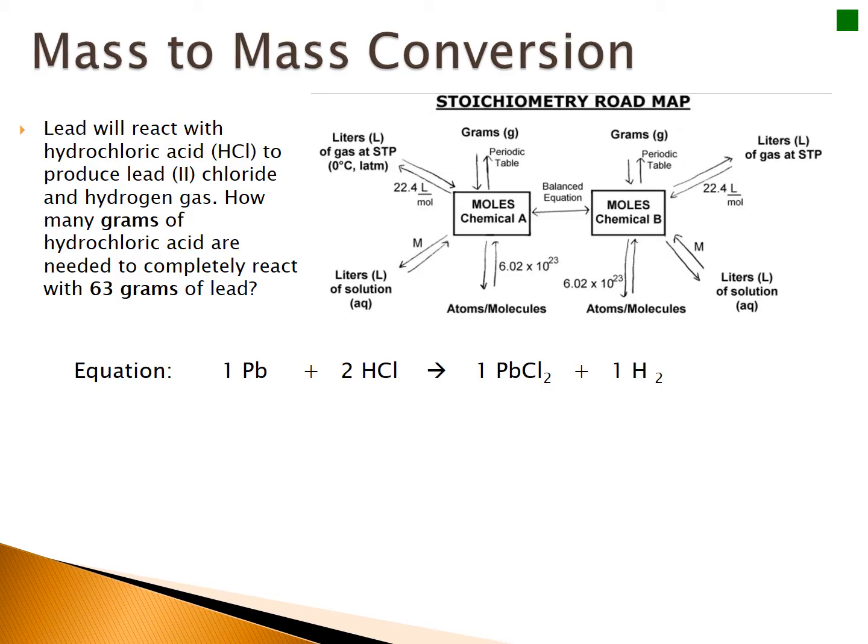Lead will react with hydrochloric acid to produce lead 2 chloride and hydrogen gas. Good, so that gets me this equation. How many grams of hydrochloric acid, so I'm asking you to solve for grams of hydrochloric acid, are needed to completely react with 63 grams of lead? So if I had 63 grams of lead, how much hydrochloric acid would I need as far as grams go?